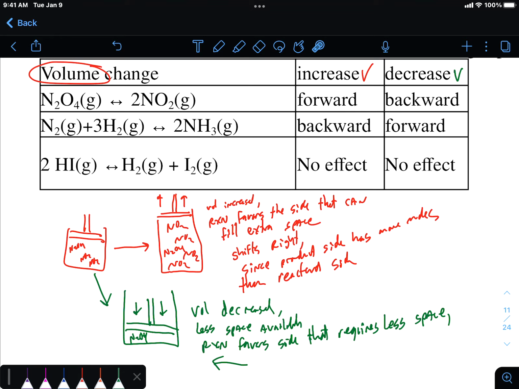Do you guys see that? We manipulate reactions to do what we want them to do. If we want to make more product, we want to shift this reaction forward, and that will increase the efficiency. Okay?